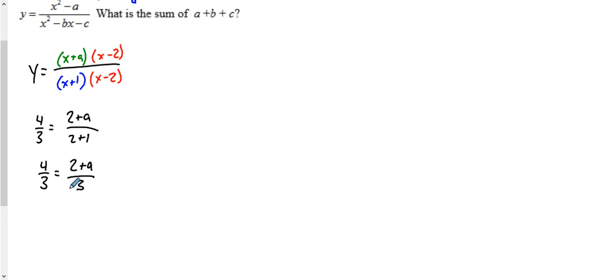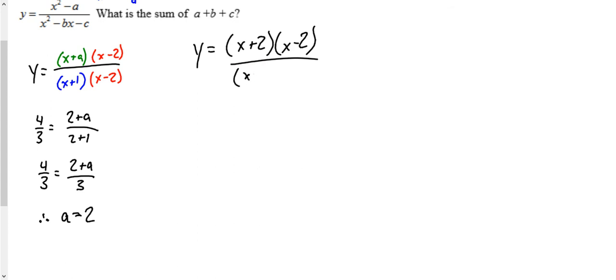Well, I know that 3 equals 3 in the denominator, 4 equals 2 plus a in my numerator. So to make my numerator the same, to make it become 4, a has to be 2. So I'm going to write therefore a has to equal 2. So right now I have more than enough information to write down my new equation. So my final equation should be y equals x plus 2, x minus 2. All of that's going to be divided by x plus 1 and x minus 2.